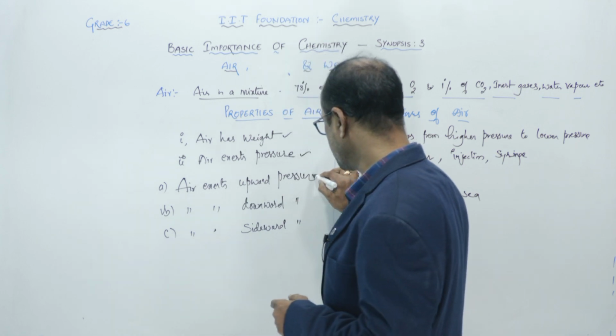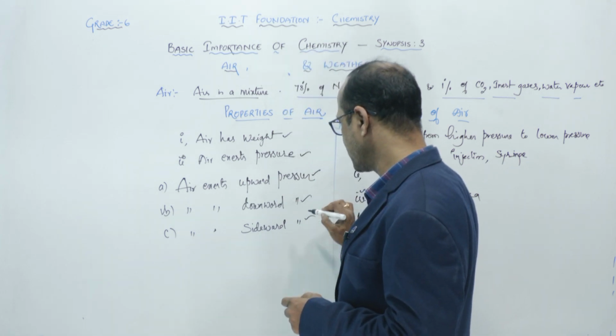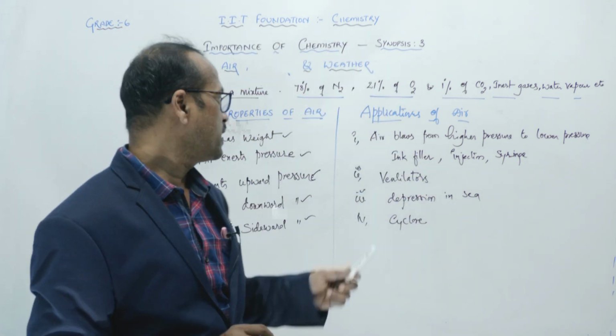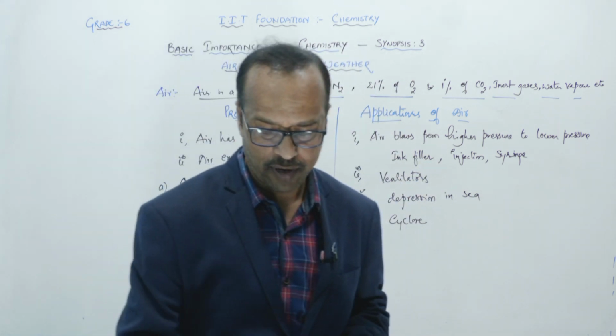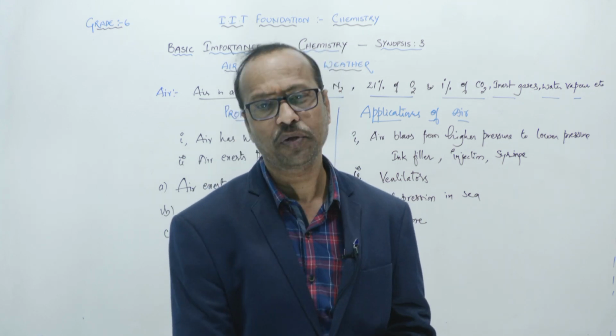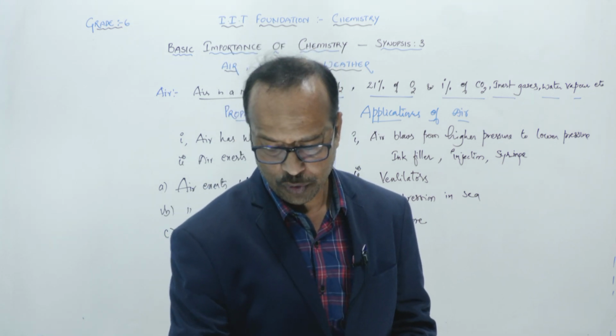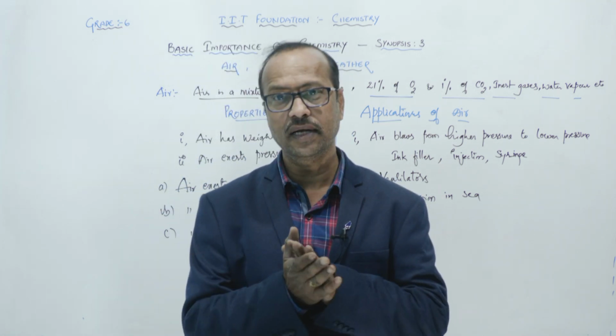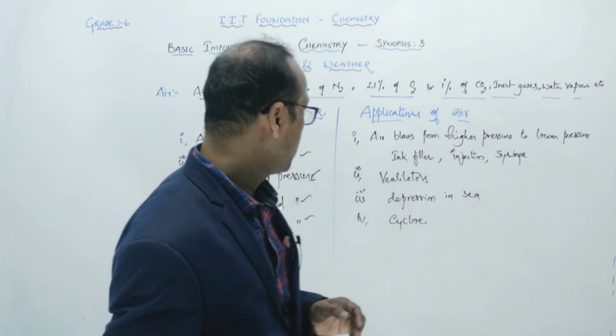Okay, it exerts the pressure in upward direction, downward direction, and sideward direction. Anyway, how can you say that air exerts the pressure in upward direction? So there is one simple experiment you can do. You take one glass tumbler, and in that glass tumbler, take the water.